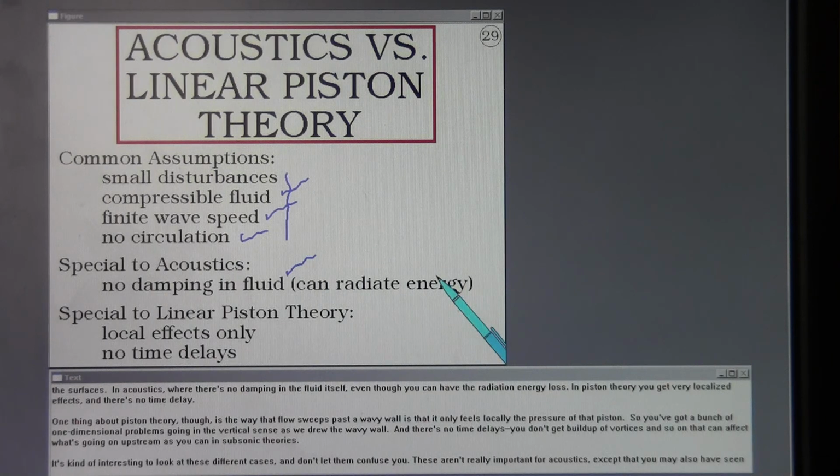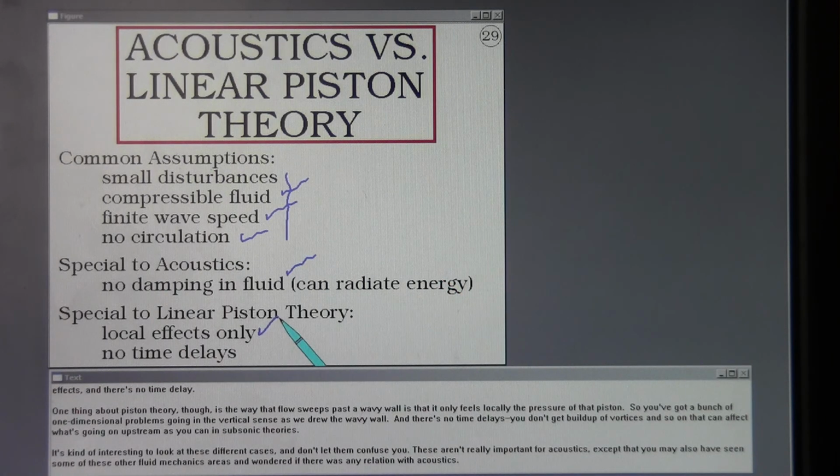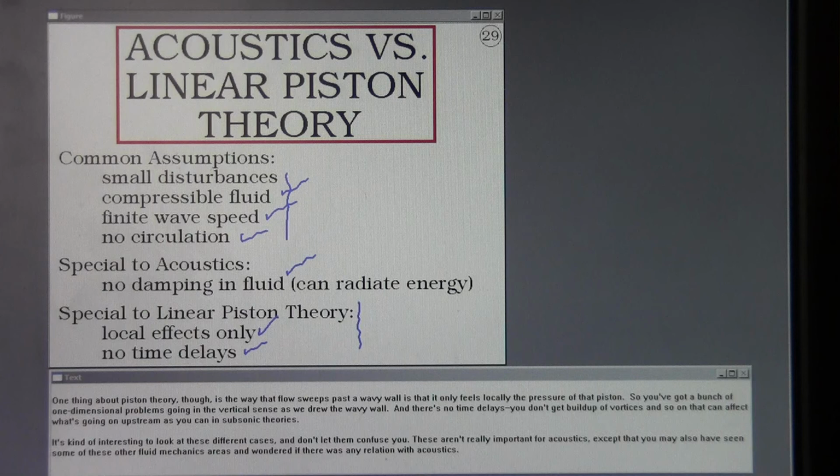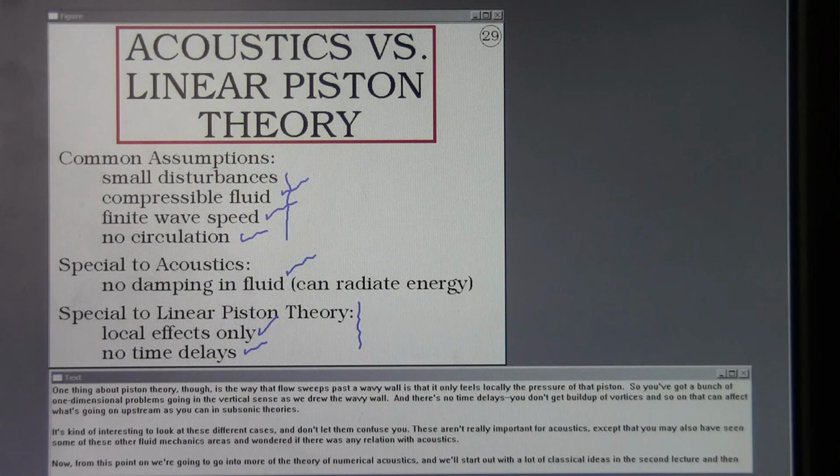In piston theory, you have very localized effects, and there's no time delay. One thing about piston theory is the way that flow sweeps past a wavy wall is that it only feels locally the pressure of that piston. So you've got a bunch of one-dimensional problems going in a vertical sense as we drew the wavy wall. And there's no time delays. You don't get buildup of vortices and so on that can affect what's going on upstream as you can in subsonic theories. So it's kind of interesting to look at these different cases, and don't let them confuse you.